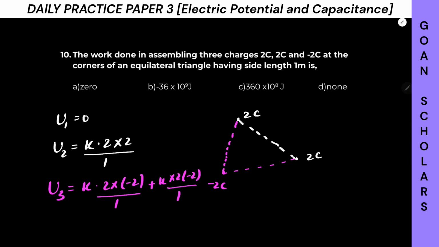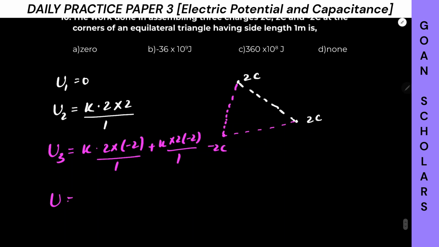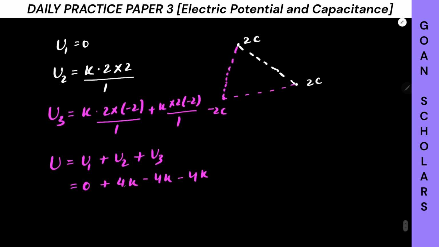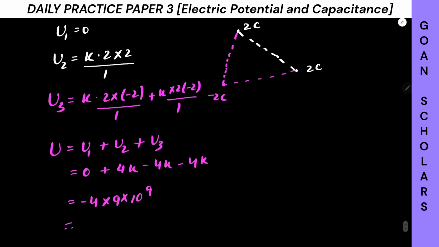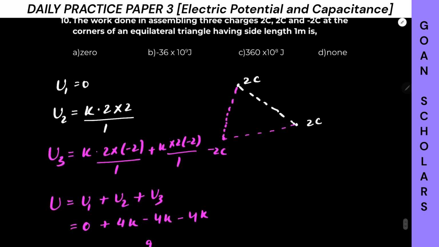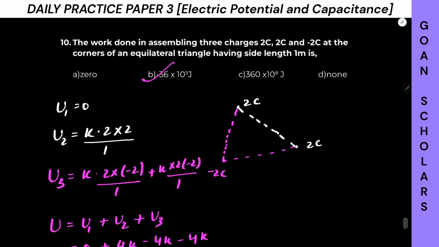Correct? So let's add all of them. U will be equal to U1 plus U2 plus U3. So this will be 0 plus 4K minus 4K and minus 4K. Let's cancel out the 4K and 4K. We are left with minus 4K. K is 9 into 10 to the power 9. So it will be minus 36 into 10 to the power 9 joules. Correct? So that is correct option B. I hope this is clear. This was paper 3.